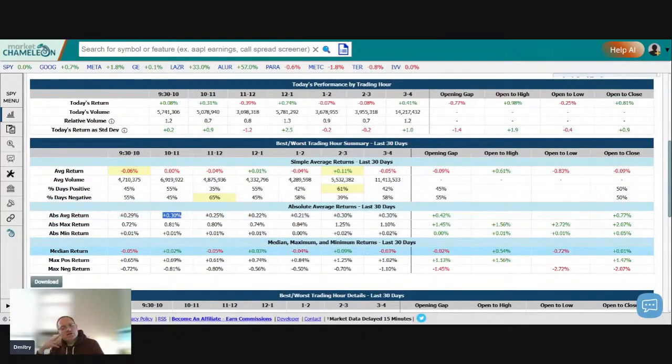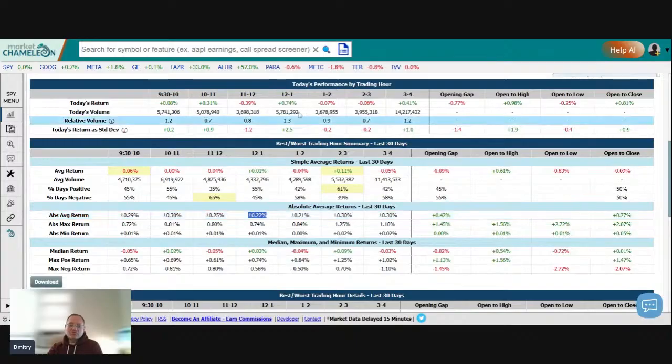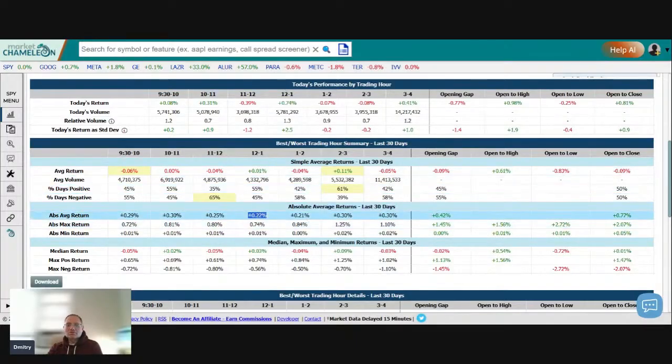So if you have a strategy you're looking at that may be a 1 hour hold, 2 hour hold, you could quickly get to see the historical range of movements around those hours. So we could see here that maybe from 11 to 12 to 1, it didn't move as much as the other hours. The other hours are all pretty close, around 0.3%.